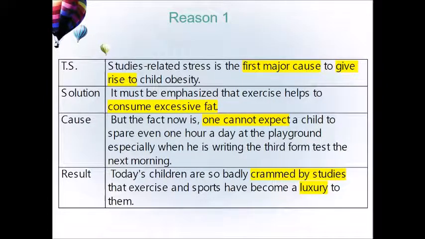Also, I talk about the first reason. So the first reason is study-related stress. As you can see, I talk about the cause, the solution, and the results. And there is some useful vocabulary like cramped by study, and then "one cannot expect." One here actually replaces people, because when you always say people, it is quite monotonous, right? So that's why I use some variety here, like one, or you may say a particular person or whatever.